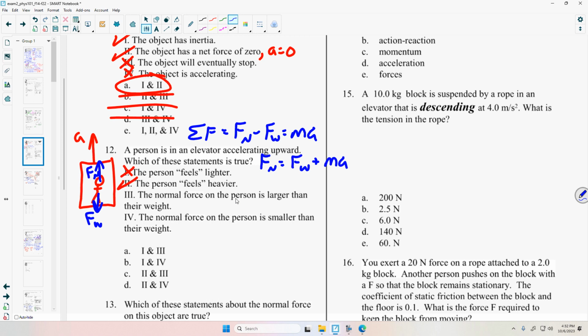What do y'all think? Yes, that's just a restating of what I just said. If this is positive, that means that this is bigger than that. If it's going down, that means this is negative, which means this is smaller than that. I'm subtracting this from the weight to get the normal force, then it's smaller. So the normal force is larger, not smaller. So 2 and 3.